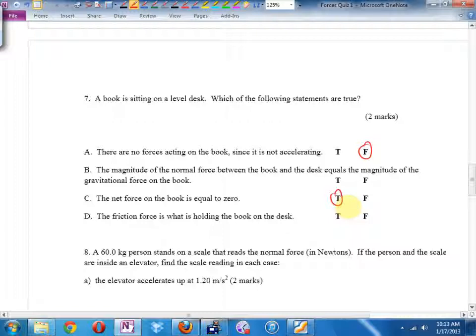B, the magnitude of the normal force between the book and the desk equals the magnitude of the gravitational force on the book. I think that's true. How do I know? It's not sinking into the table like quicksand. It's not leaping into the air like Superman. The friction force is what's holding the book on the desk. If your desk was made of ice, could you still put your binder on it? Then false.